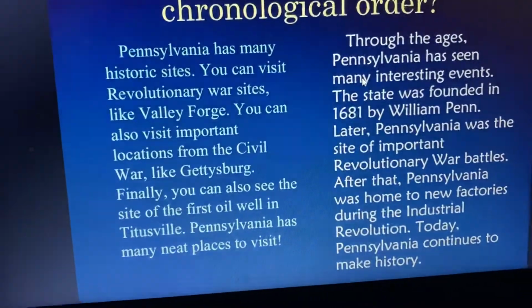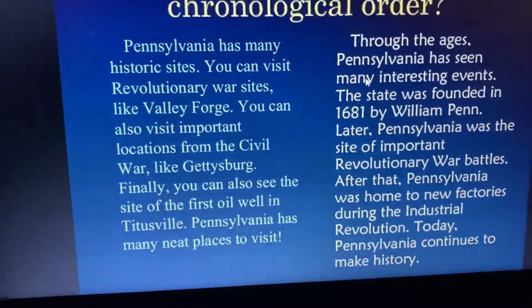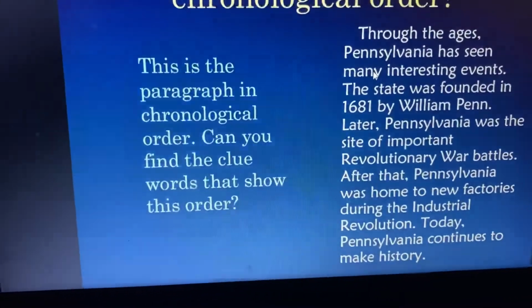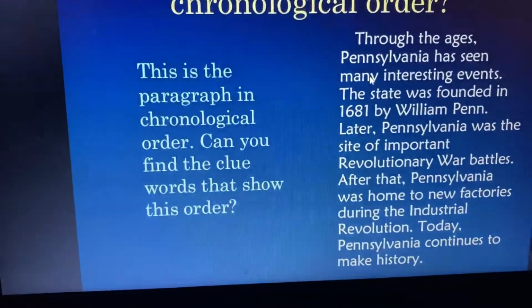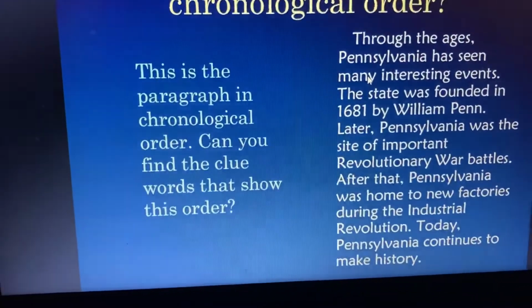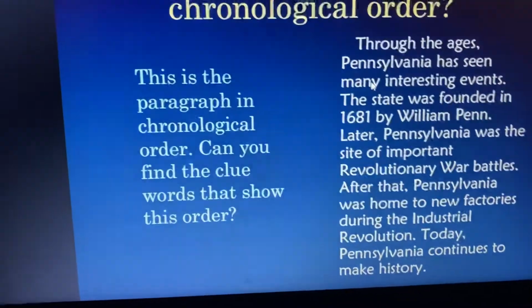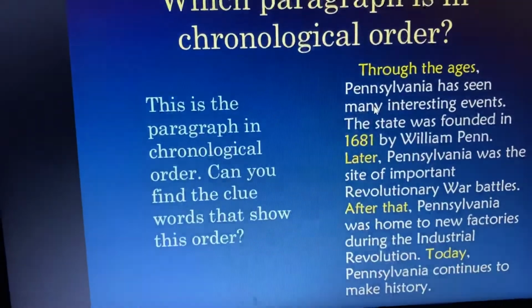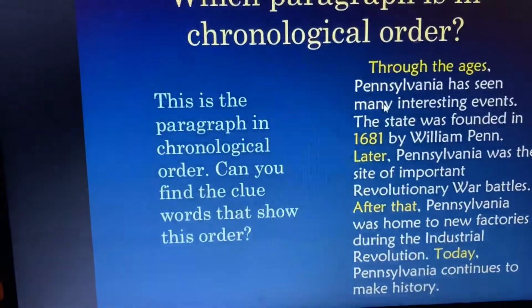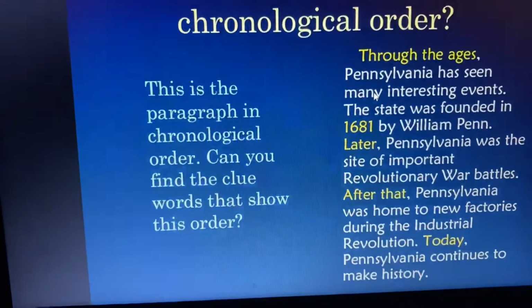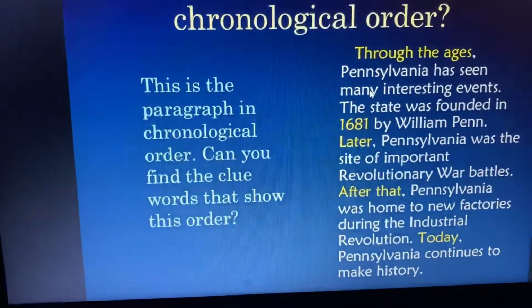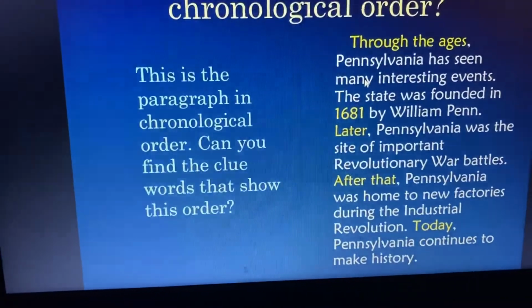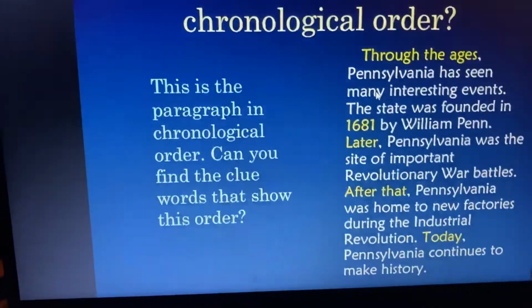We have lots of phrases in here. Let's see what we got. This is our paragraph that's in chronological order. Can we find those clues? Through the ages, that's our first clue. Then we have a specific date, 1681. Let's see, later, after that, and today.